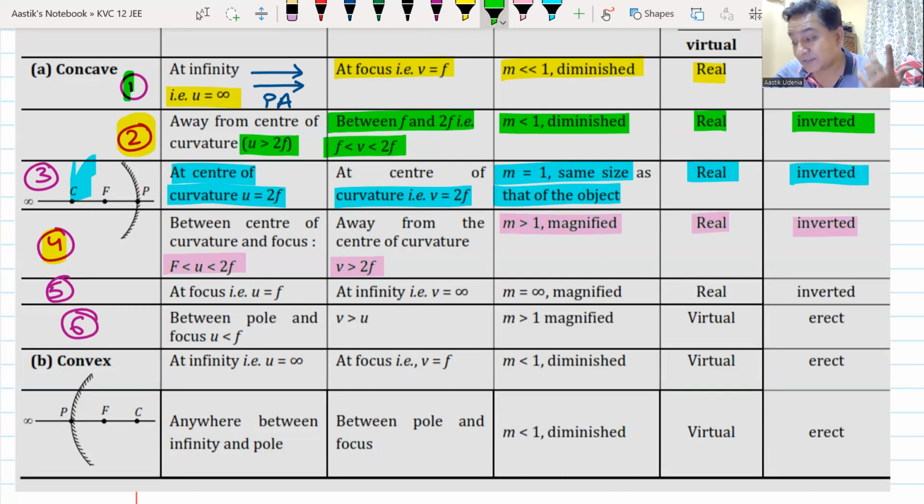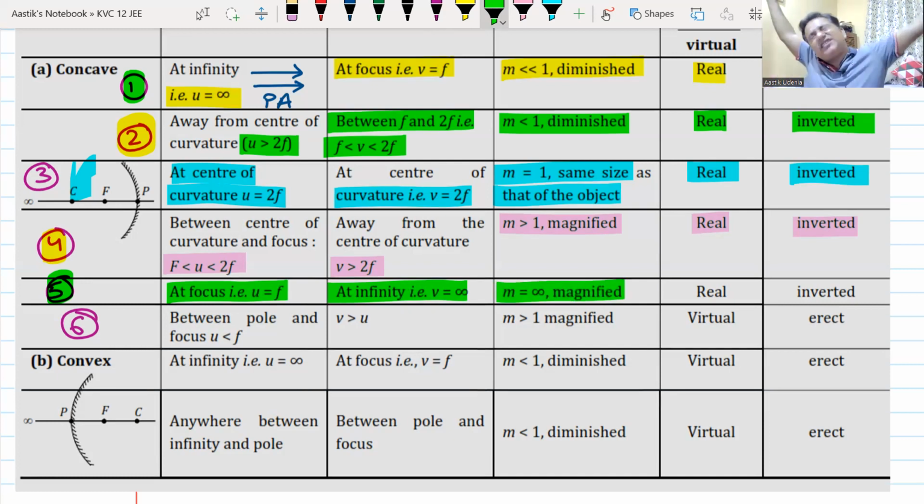Now look at the green ones, 1 and 5. Are they opposite of each other? Yes, they are opposite of each other. Why? Now the object is at focus and therefore the image is at infinity. So it is the opposite of this. Magnification is too much. A smaller object will just look like sun, moon. It is real and it will be inverted. Do we understand this, or has this gone above our head saying bye-bye?